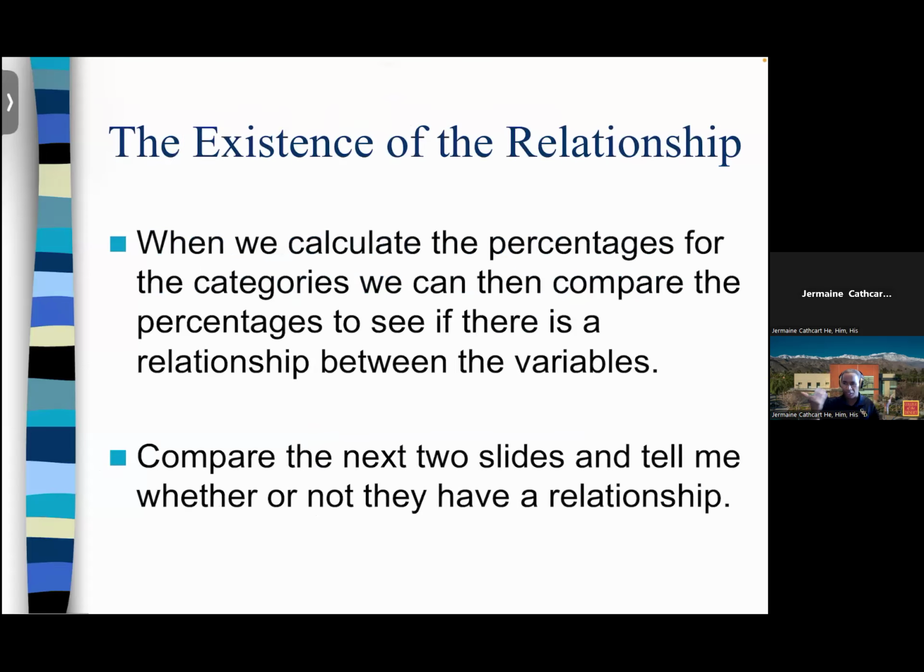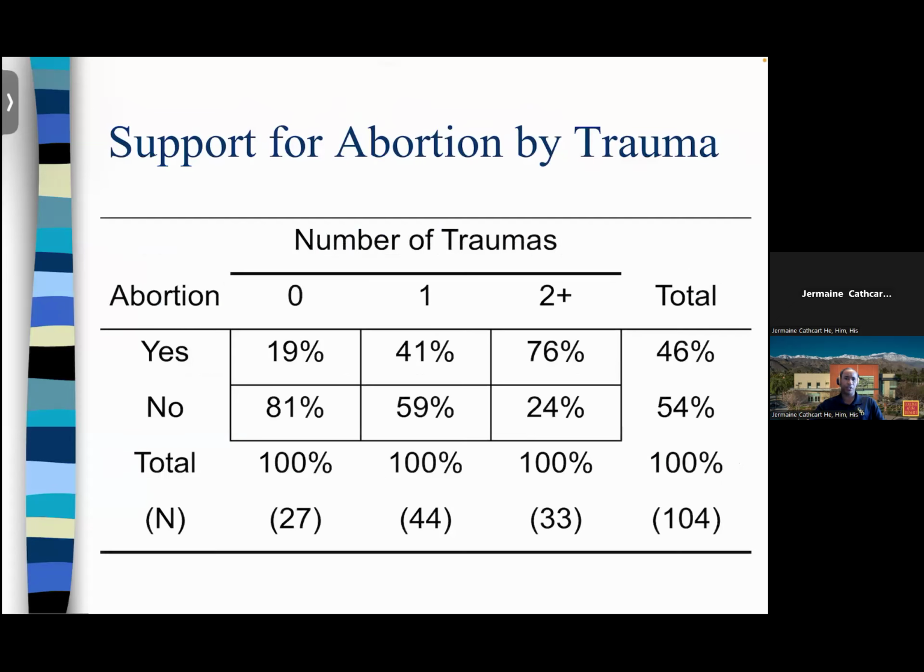Okay, so determining the existence of a relationship. Does a relationship exist between the two variables? Again, we calculate the percentages of the independent variable, then we compare that percentage difference. Now, let me show you two slides, completely fake textbook data, just to illustrate this example. I want you to look at this and tell me, do you think there's a relationship here? The independent variable is number of traumas, and support for abortion is the dependent variable, right?